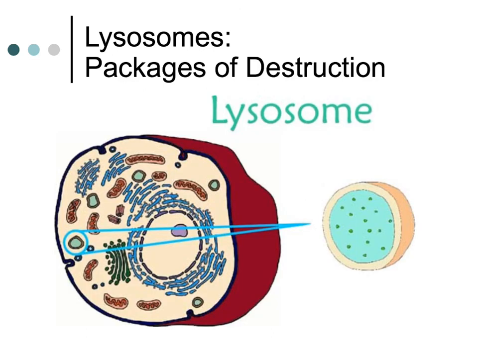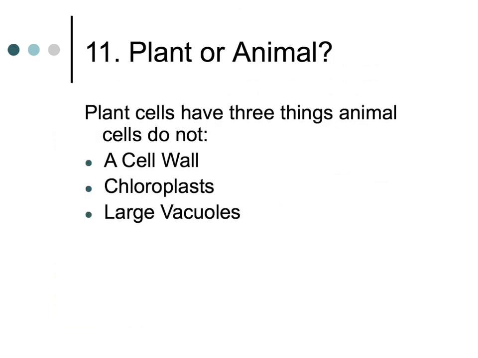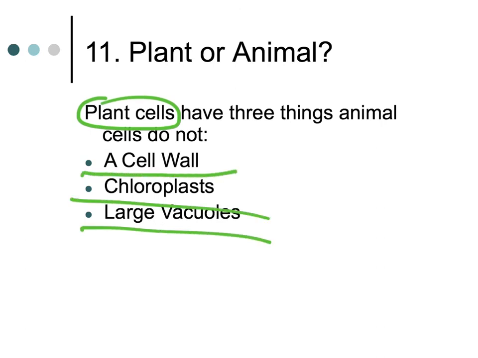So there's what a lysosome looks like. Plant cells and animal cells you'll need to know about. Plant cells have three things that animal cells do not. So plant cells have a cell wall. They have chloroplasts, and they have large vacuoles. Animals do not. You don't have those three things.